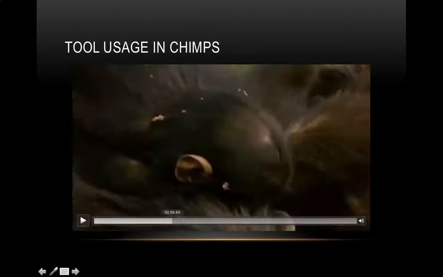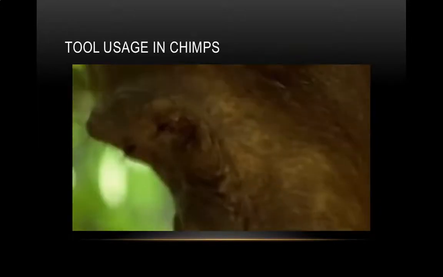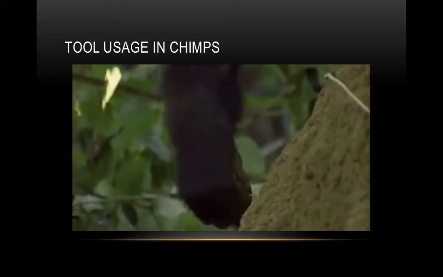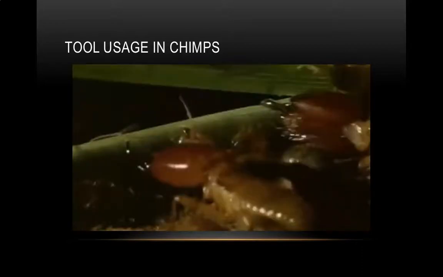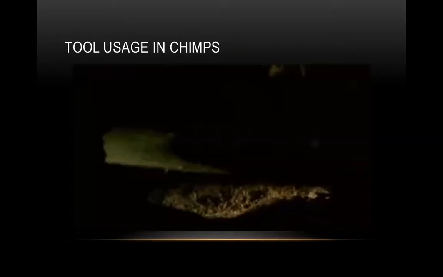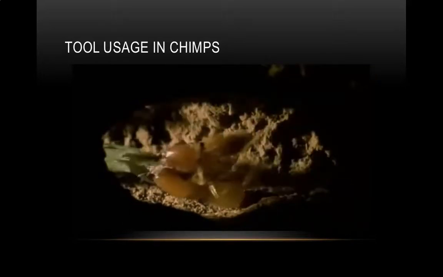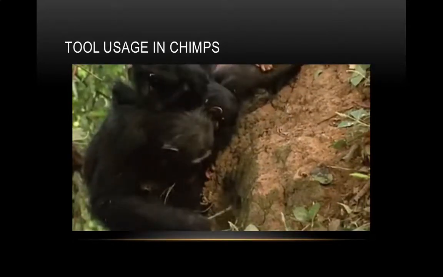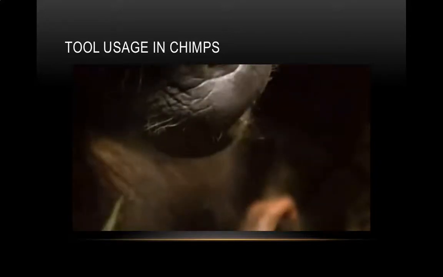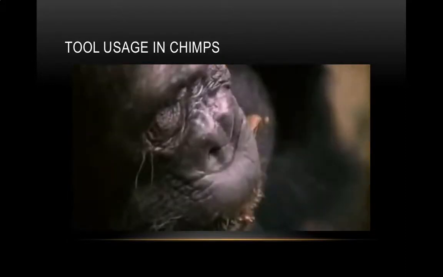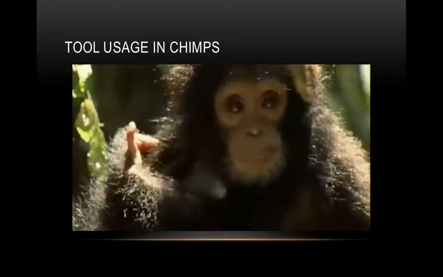then takes a stick, pokes it into the termite nest, and the termites are sort of attacking the stick, thinking it's like an intruder. There's the stick, and they grab hold of it. As you can see there, they're fighting it, and the mama chimp just pulls it out and has herself a nice little termite popsicle. That's technology. And now the babies are watching and learning how to do that. She's passing it on to the next generation, that use of technology.